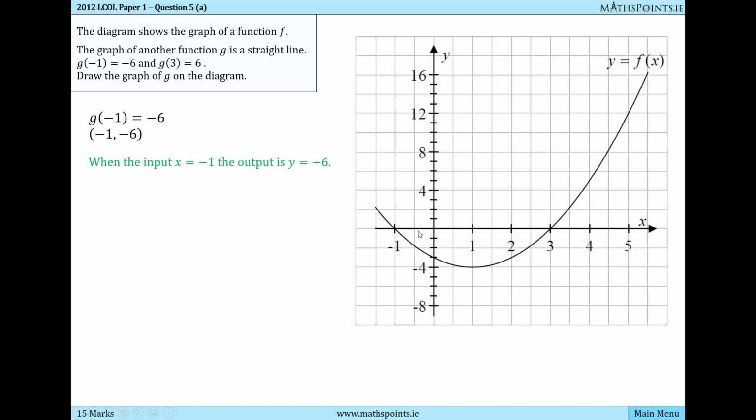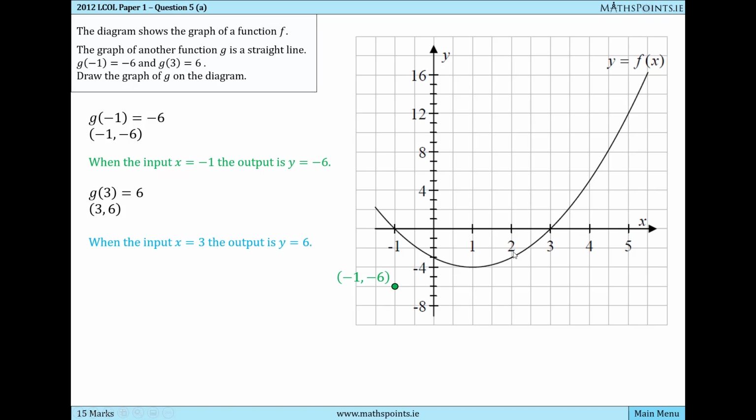So to place the points on the graph, we come over to 0, 0, we go back minus 1 on the x-axis, and then we go down 6 on the y-axis, and we place our point minus 1, minus 6. We also have another point on the graph. We're told that g of 3 is equal to 6, which means when the input is 3, the output is 6. So the x value is equal to 3, and the output, the y value, is equal to 6.